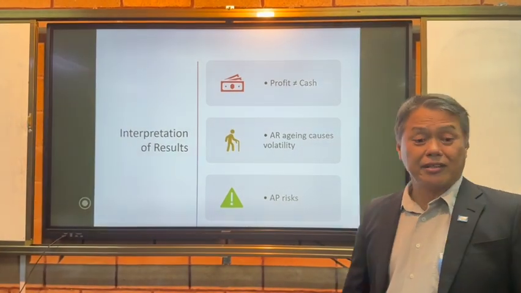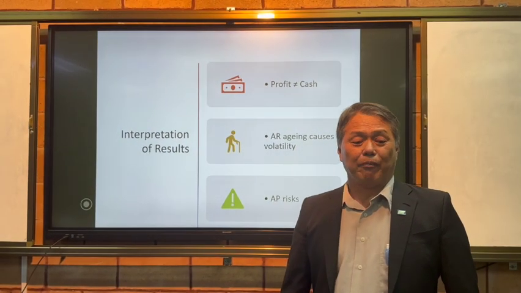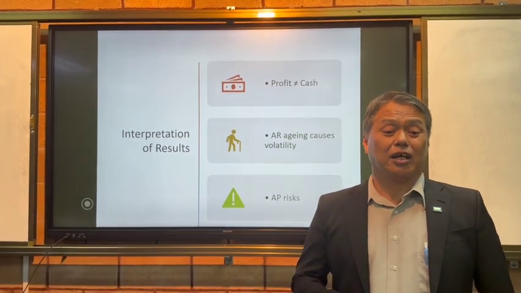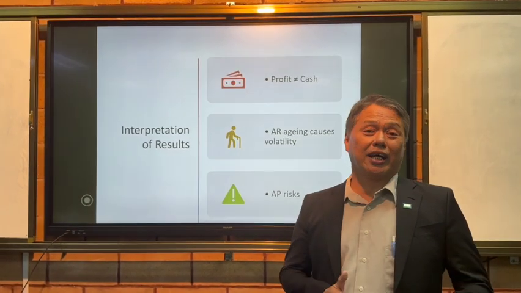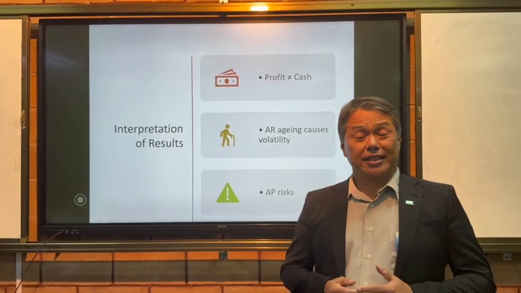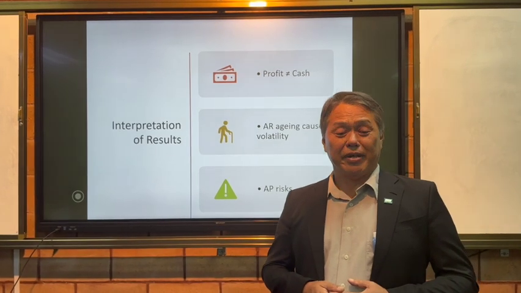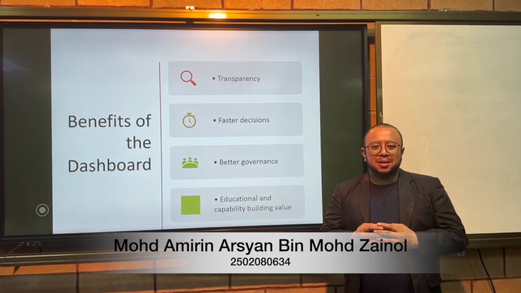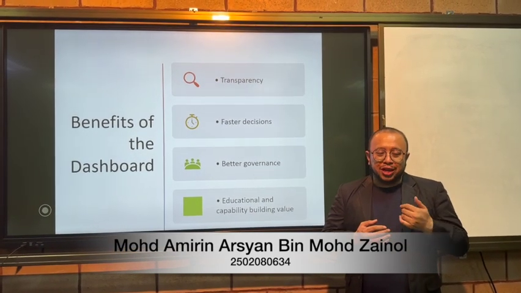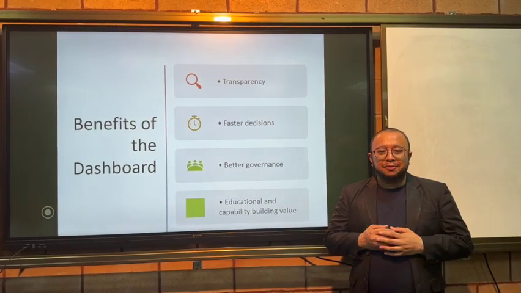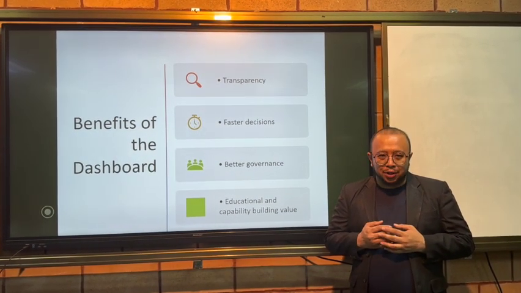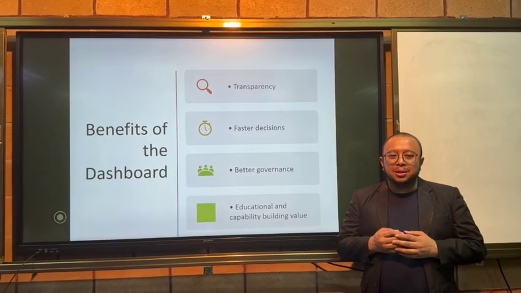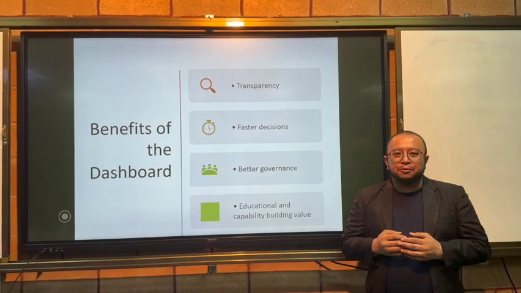Next is the interpretation of the result. We interpret the result through understanding that profit does not necessarily mean cash. Accounts receivable aging causes volatility and exposure to account payable risk. So that's from me. Now I pass to Amirin for the next explanation. What are the benefits? Simple. 4 benefits, which are transparency, faster decisions, better governance, and educational and capacity building value. We have transformed traditional reporting into an analytics performance system and significantly improved cash discipline.